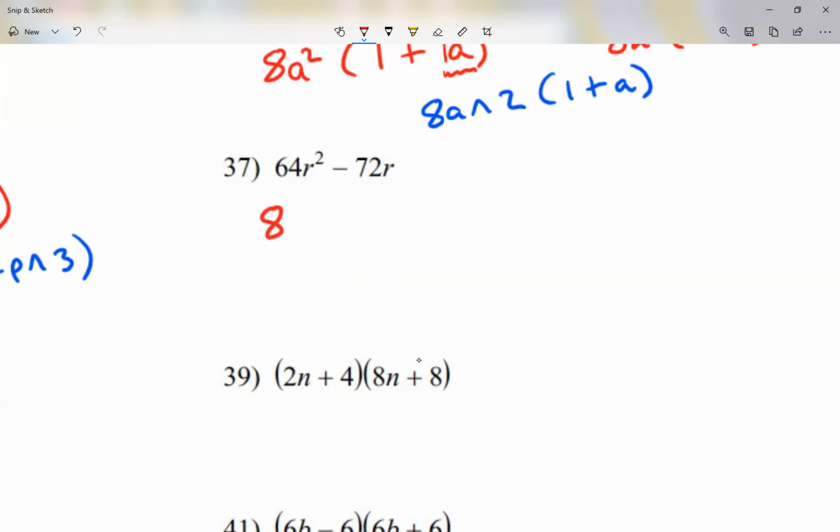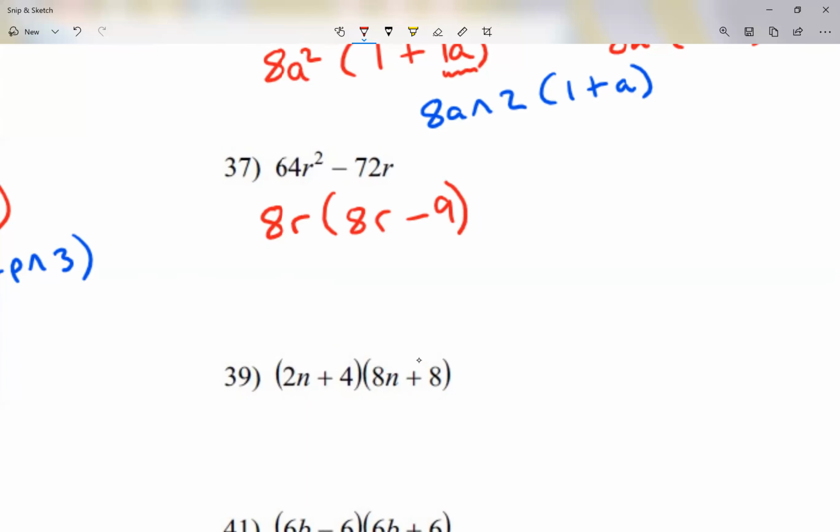Letter-wise, I see the first one has 2 R's. The second term has 1 R. So I'm going to remove 1 R from each. Let me open parentheses. So I'm going to divide each number by 8. And I'm going to remove 1 R from each. So 64 divided by 8 is 8. And I keep 1 R because it had 2. I took away 1. Minus 72 divided by 8 is 9. It had 1 R, so it doesn't have anything else.